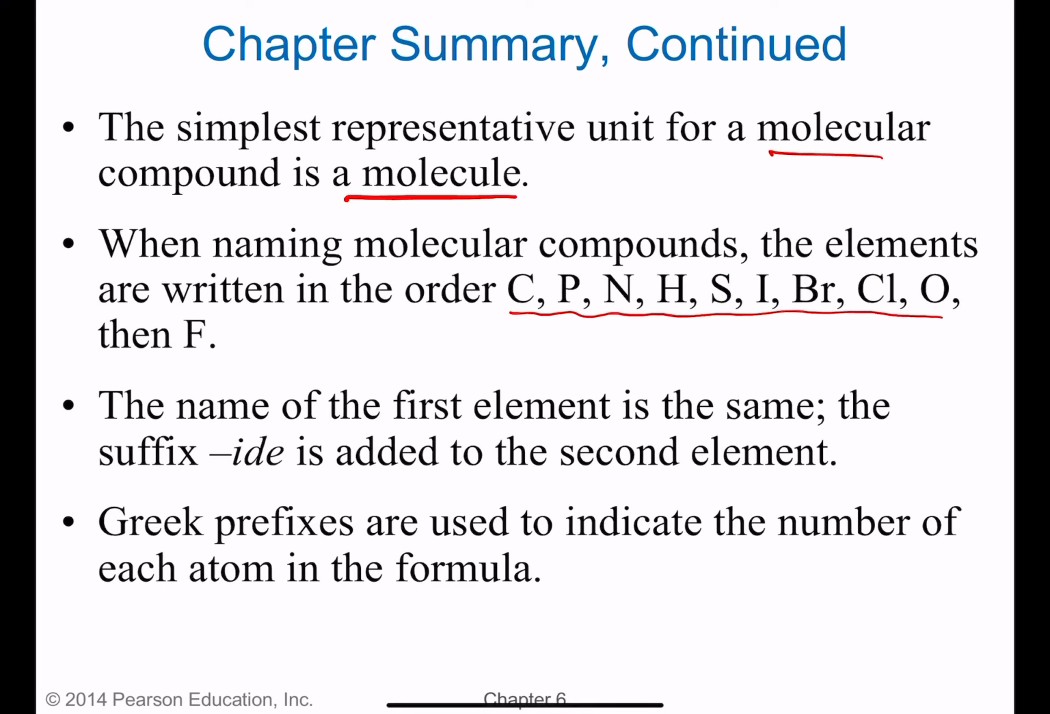This order is pretty much just based on electronegativity. F is the most electronegative in this group. Carbon and phosphorus are the least electronegative in this group, generally. The name for the first element is the same, and then IDE is for the second. So if we're talking about naming molecular compounds, where we've got two nonmetals, our example is like carbon dioxide, the name of the first element stays the same, and the second one changes to the IDE ending. And then we're going to use those Greek prefixes, so mono, di, tri, etc.